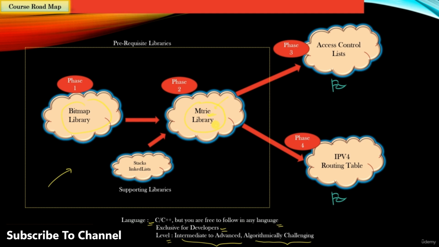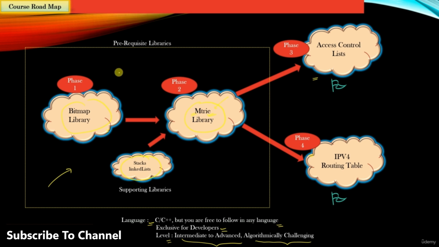And in order to implement the mtrie data structure, we need supportive libraries or data structures such as stacks, linked lists, and bitmaps. Once, in phase 2, we are done with the implementation of our mtrie data structure, we can use this mtrie data structure in order to implement access control lists as well as IPv4 routing tables. Alright, so this is the roadmap.